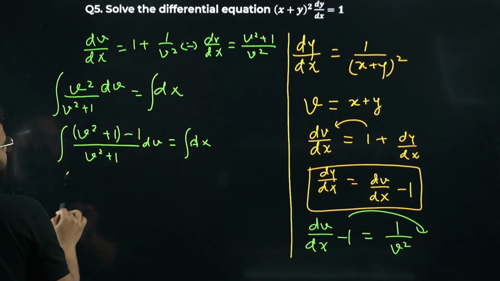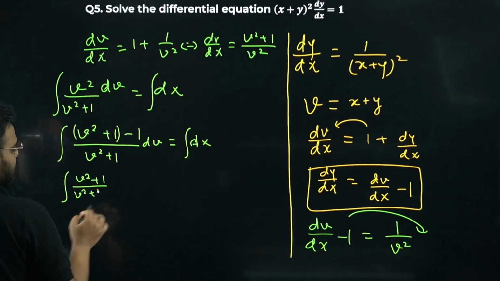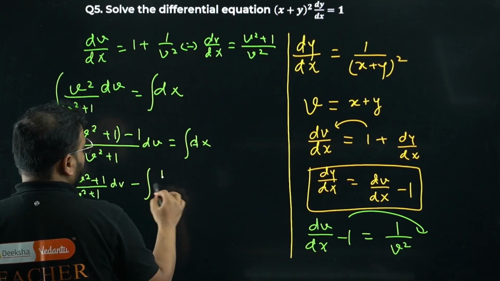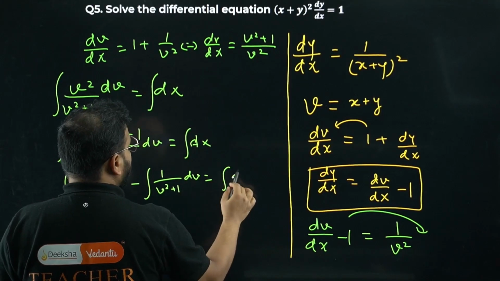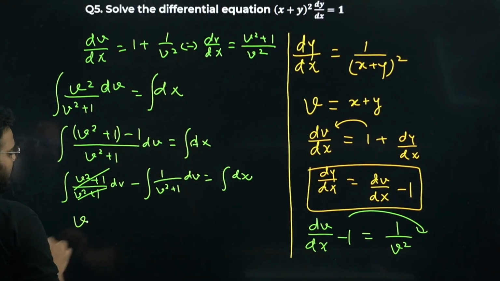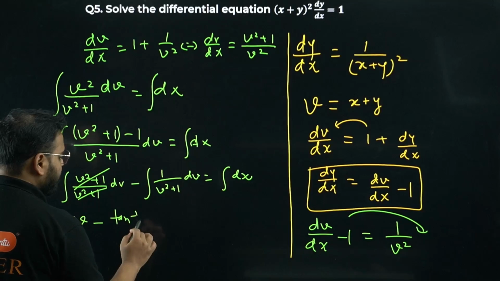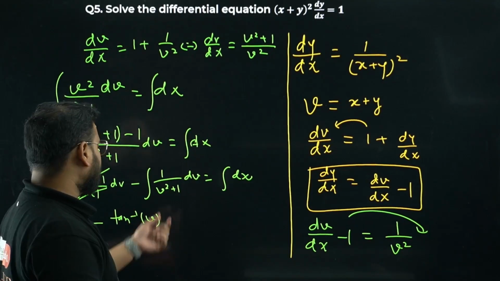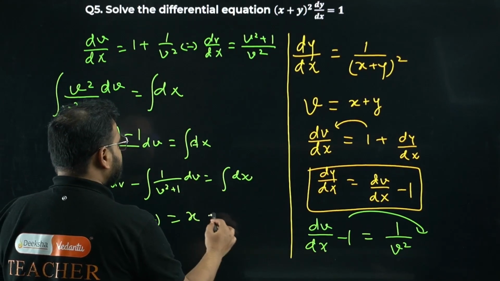So what I get is the integration of v square plus 1 by v square plus 1 dv, minus the integration of 1 upon v square plus 1 dv, equals the integration of dx. This is cancelling. We have only dv integration coming as v. Over here I'll have tan inverse of v. The formula is there: 1 upon 1 plus x square gives tan inverse of x. Over here we have v. Tan inverse of v will be equal to x plus c.